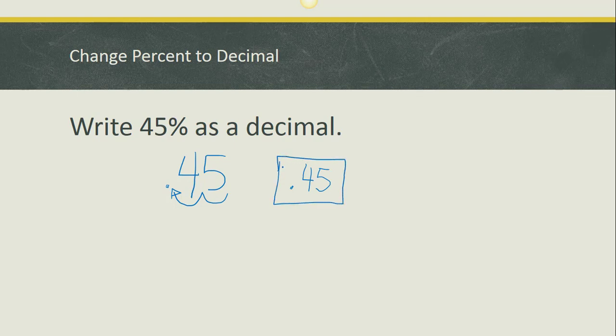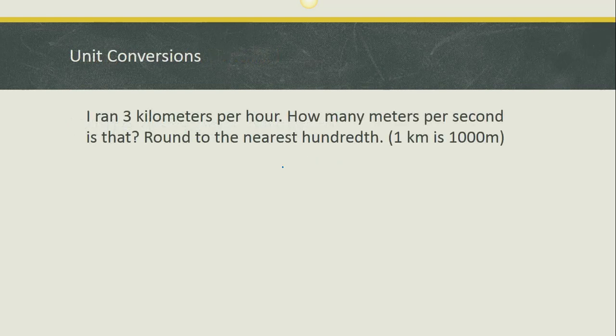Okay. These next 2 problems are going to get a little harder. They're the unit conversions. So this one says I ran 3 kilometers per hour. How many meters per second is that? And we want to round to the nearest 100th.